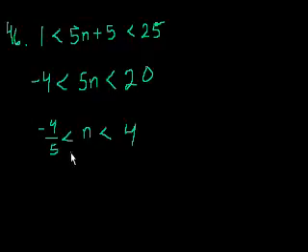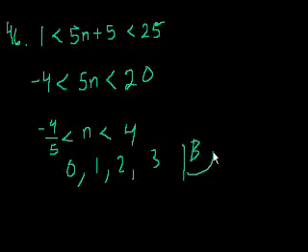So now the question becomes a lot simpler. How many integers n are there such as this? So how many integers are there between minus 4/5 and 4? And it's not equal to those. So 0 is an integer, 1, 2, and 3. So there are 4 integers. So that is B. Now 0 is an integer.